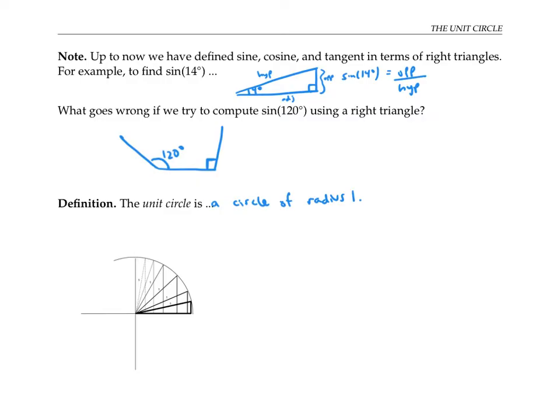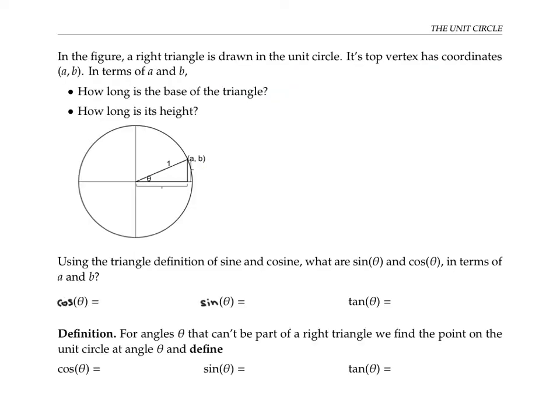Let's look at this relationship in more detail. In this figure, I've drawn a right triangle inside a unit circle. The hypotenuse of the triangle is the radius of the circle, which is 1. One vertex of the right triangle is at the origin, and another vertex of the right triangle is at the edge of the circle. I'm going to call the coordinates of that vertex (A, B).